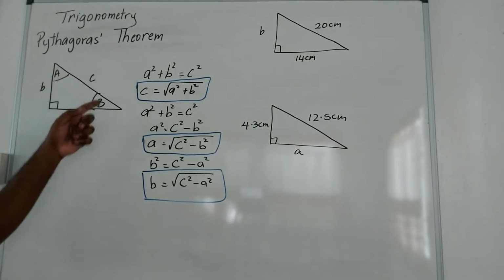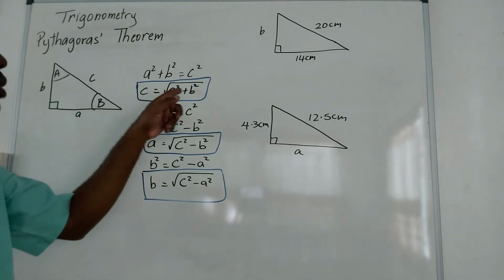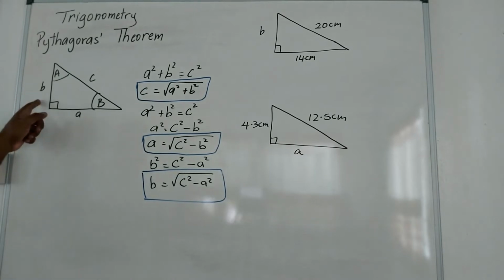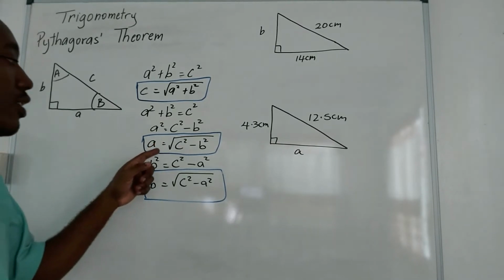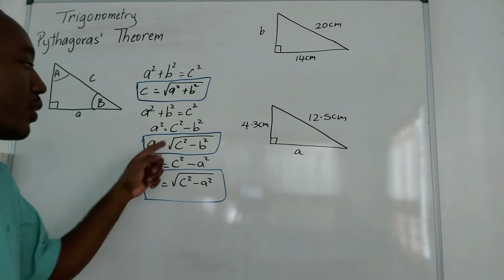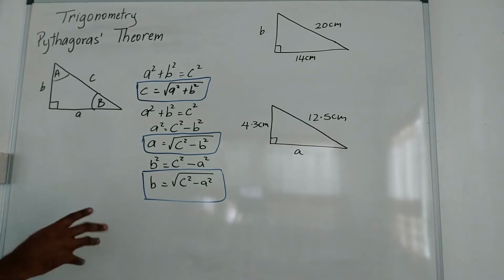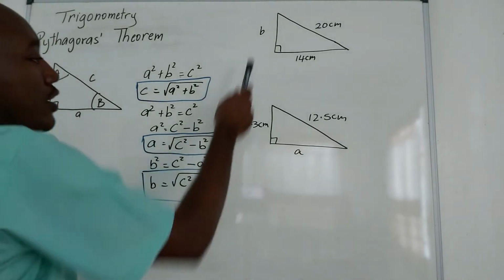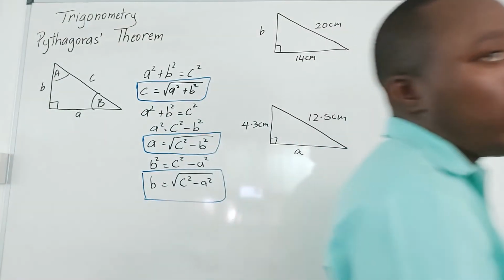And we said if we want to find the length of the hypotenuse, it's the square root of a squared plus b squared. If we want to find the length of either of the other sides, if we want to find the length of a, it's equal to the square root of c squared minus b squared. If we want to find the length of b, it's the square root of c squared minus a squared. So we can apply these two to find the length of these two missing sides. So let's go ahead and do so.